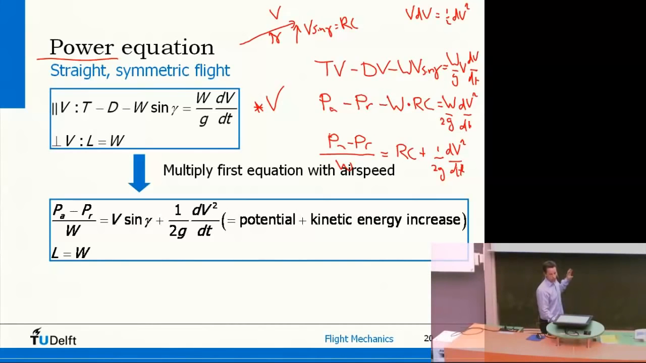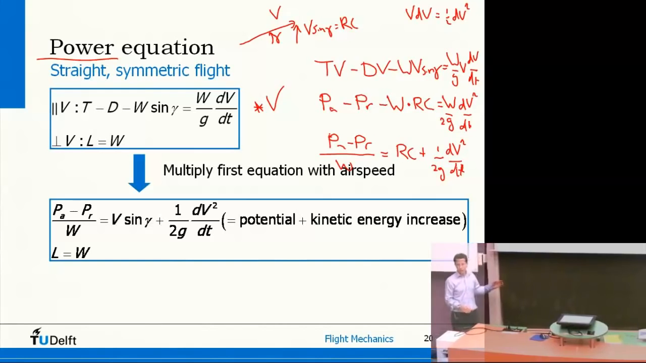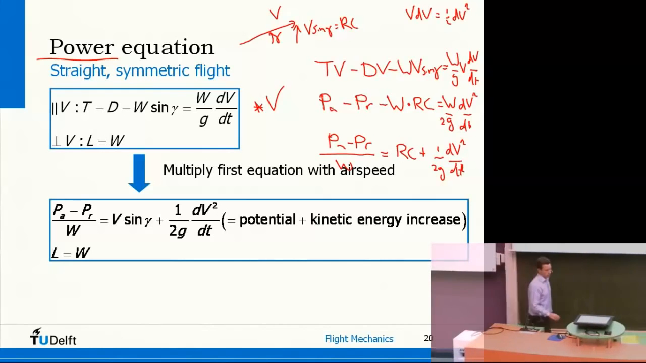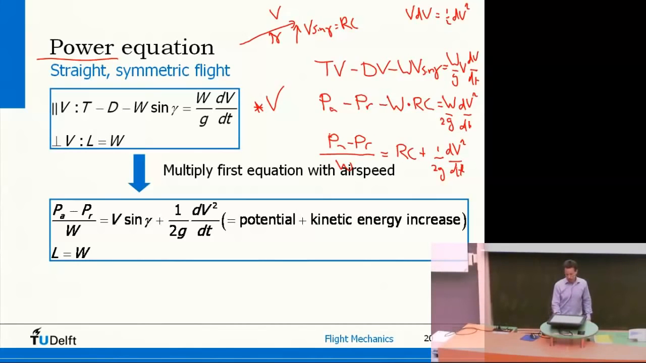So you can use the power either to climb or to increase airspeed, or in other words, if you don't have enough power, you will start to decelerate or go down. So that's all you basically need to know.